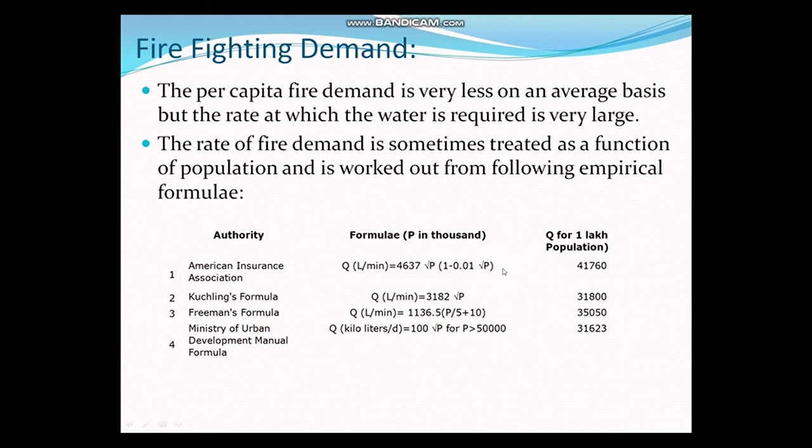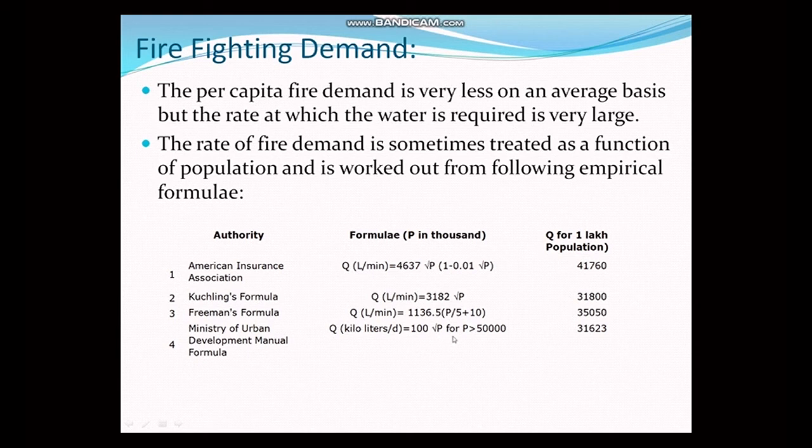Suppose a sector has a population of 1 lakh. Then putting the value of P in this formula, we can get the required supply rate of water, that is 41760 liter per minute. There are other formulas like Cushing's formula, Freeman's formula, Ministry of Urban Development manual formula, where putting values of P, that is population, we get the required firefighting demand.